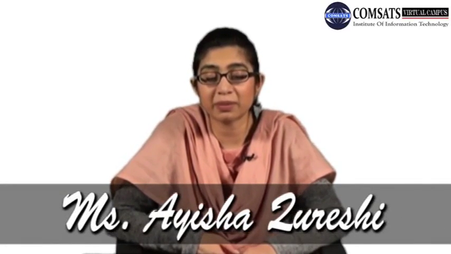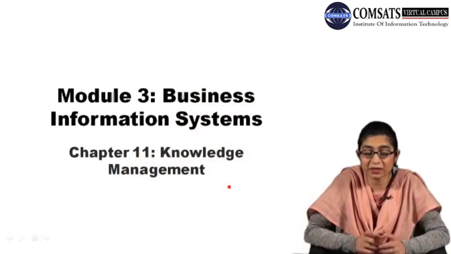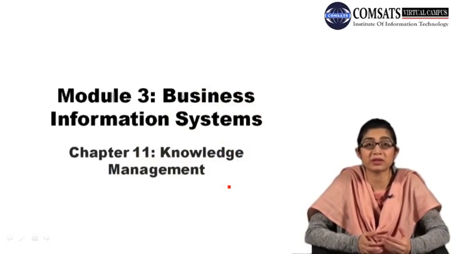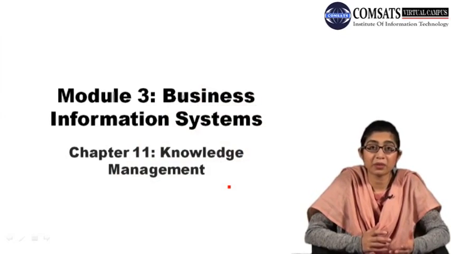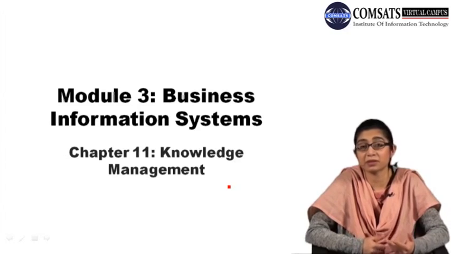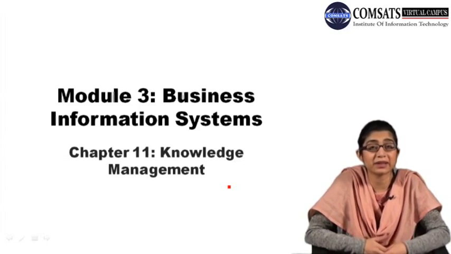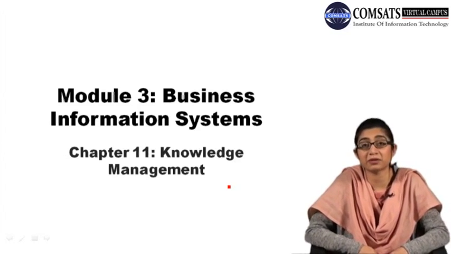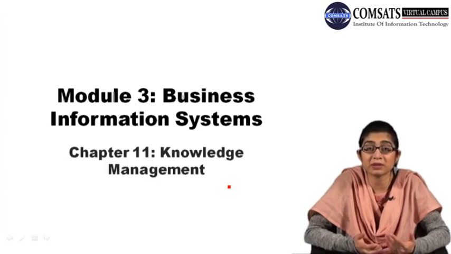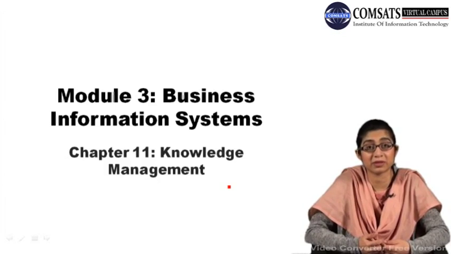Today we're going to do chapter 11, that is Knowledge Management, from module 3, Business Information Systems. Last chapter we were discussing the different kinds of information systems that were working at the different management levels, in which we saw TPS first, after that we looked at the management information systems. Then we were discussing the decision support systems as well as executive support systems.